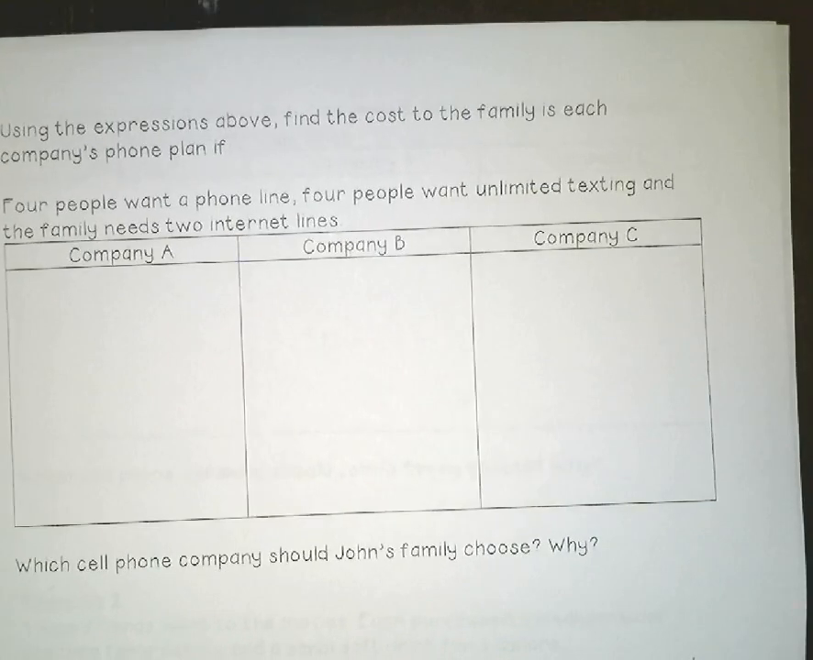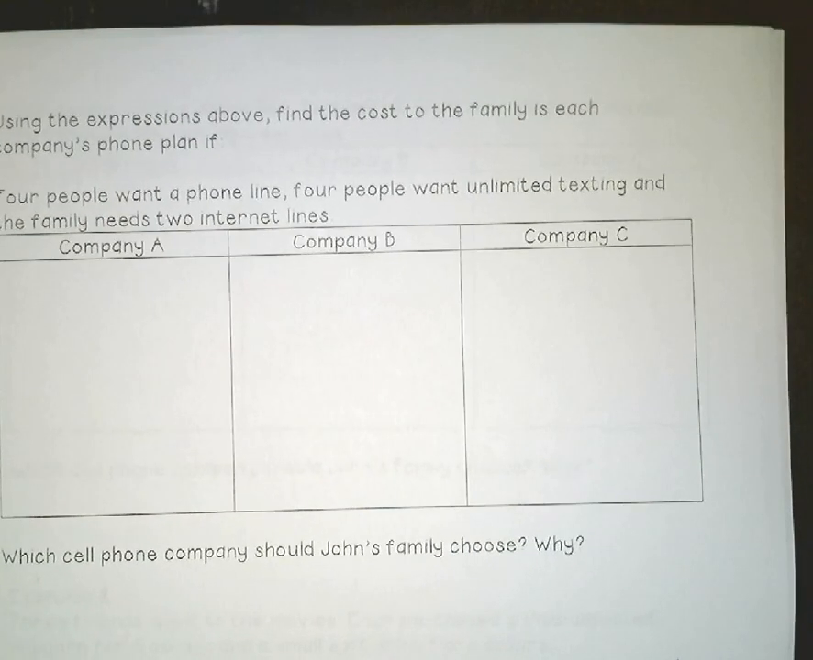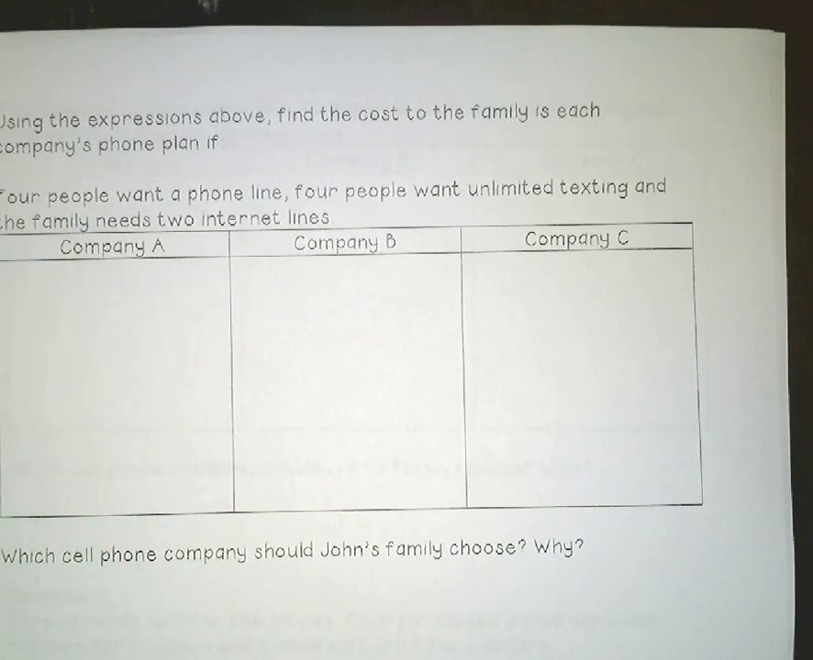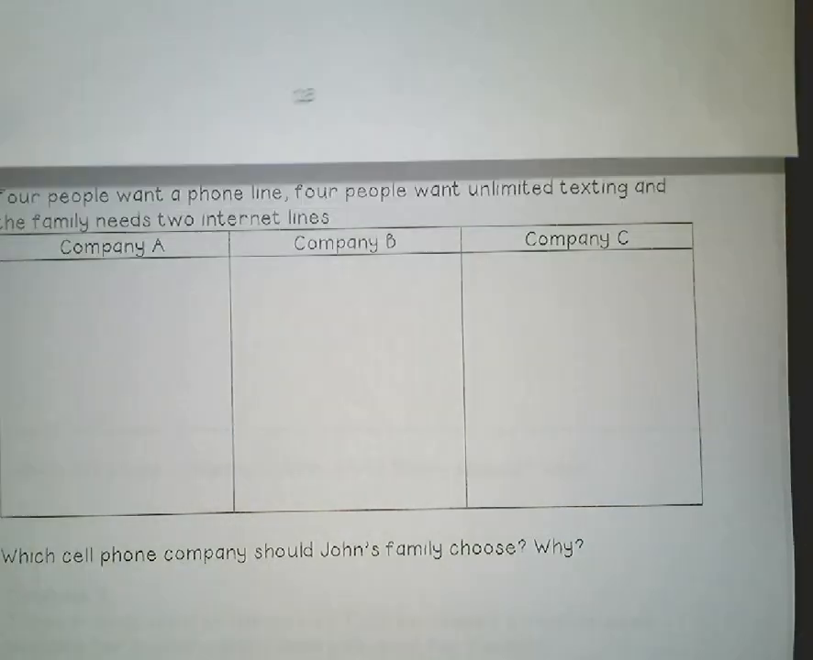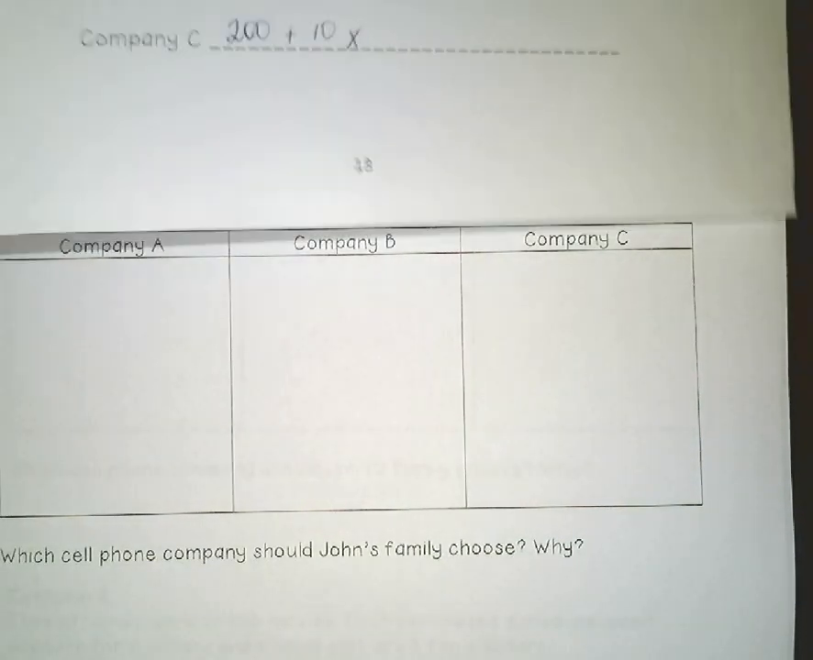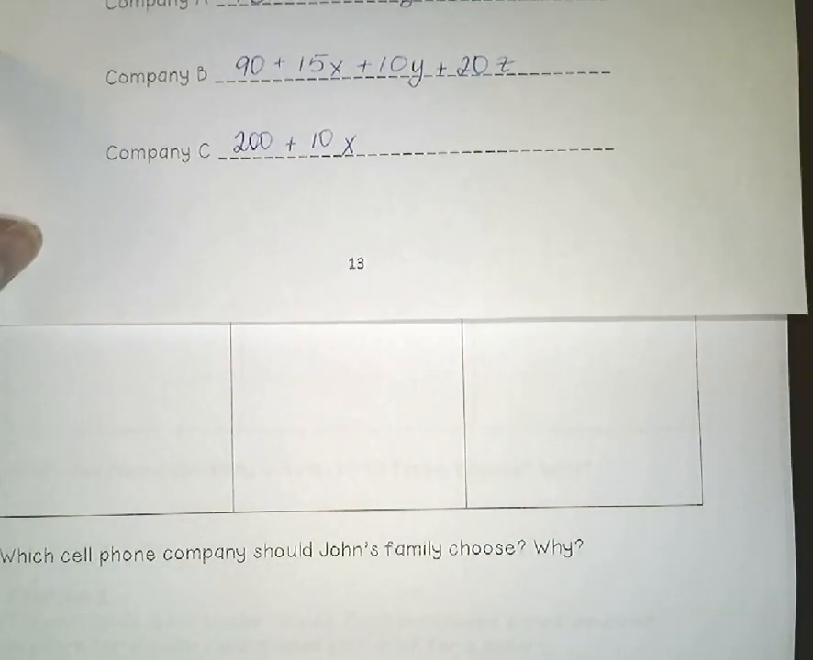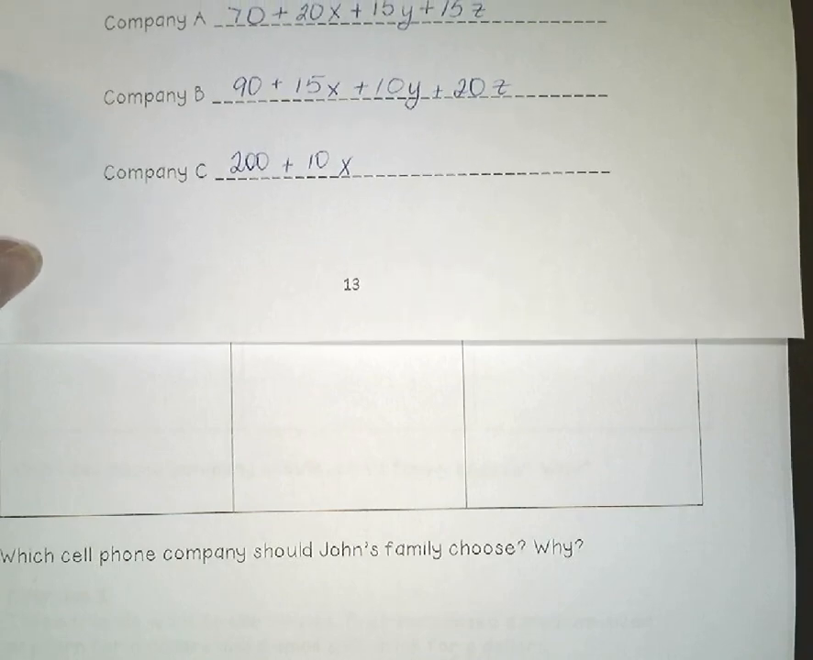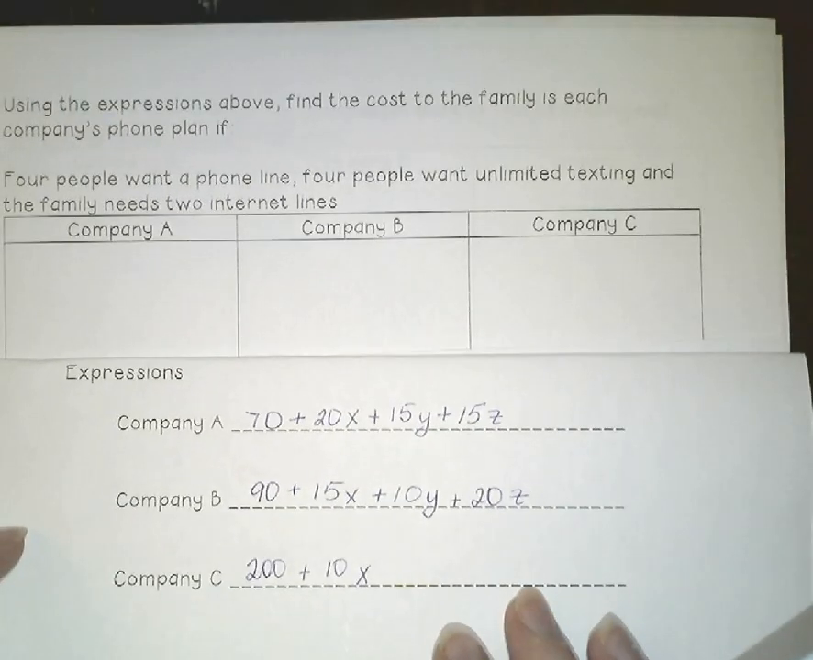Using the expressions above, we need to find the cost to the family in each company's phone plan if 4 people want a phone line, 4 people want unlimited texting, and the family needs 2 internet lines. Okay, so I'm going to just put those expressions right in front of us so you can see them right here. And we are going to compare them.